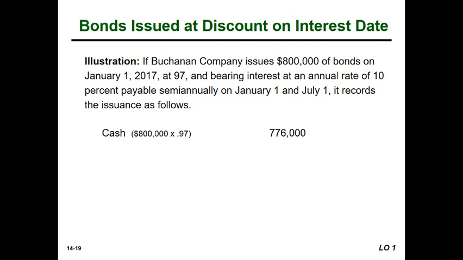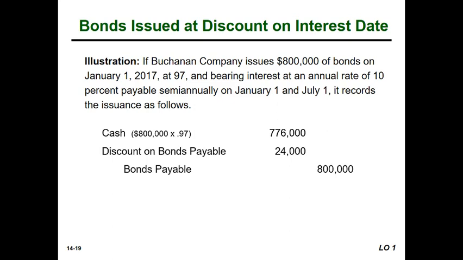So we received cash of $776,000. We currently will have an obligation of $800,000. That leaves us with a difference of $24,000. Remember, these were sold at a discount, which means they sold for less than their face value. So we will recognize in the discount on bonds payable $24,000. We recognize in our bonds payable account the full value of $800,000.